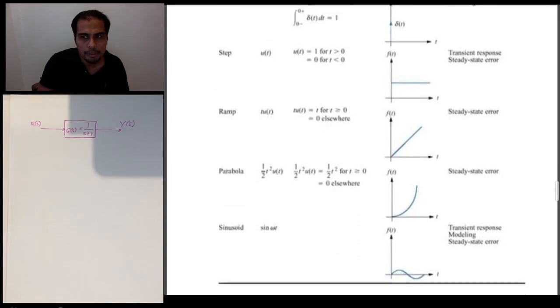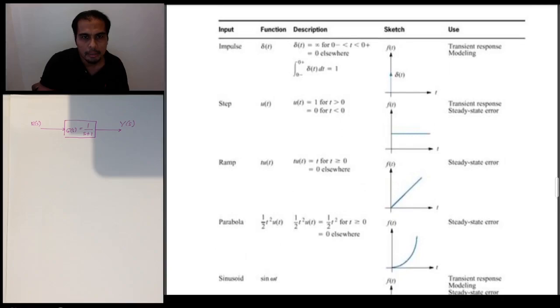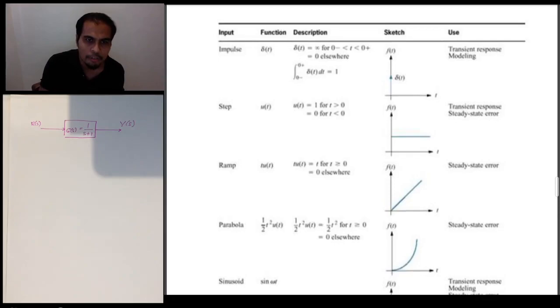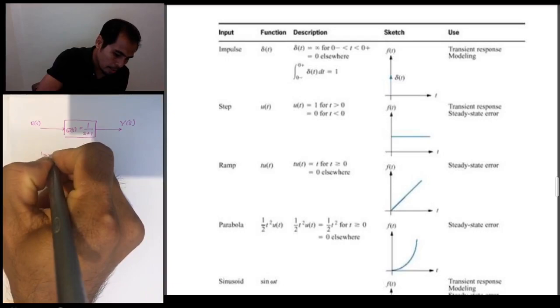There are certain inputs that we can apply to the system. Look at this table. We have five different test inputs. In order for us to test the response of the system, we need to apply an input. The five are impulse, step input, ramp, parabola, and sinusoid. In many cases, the most common inputs that we use to test the system are impulse and step.